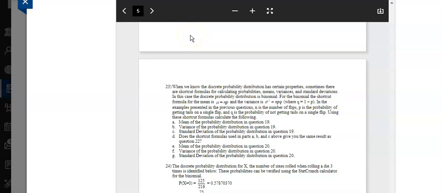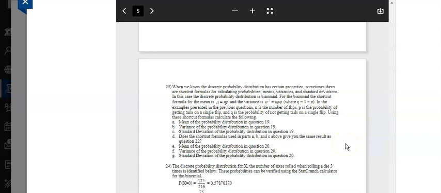Okay, so let's look at number 23. When we know the discrete probability distribution has certain properties, sometimes there are shortcut formulas for calculating probabilities, means, variances, and standard deviations. In this case, the discrete probability distribution is binomial. For the binomial, the shortcut formula for the mean is mu equals n times p, and the variance is sigma squared equals n times p times q, where q is equal to 1 minus p.